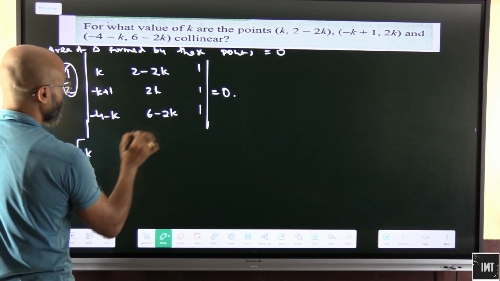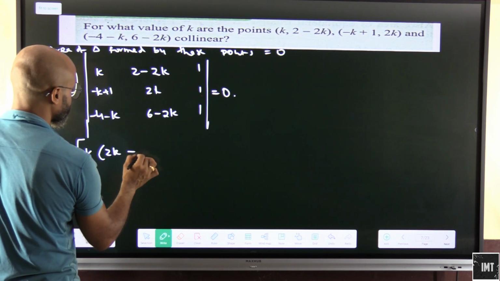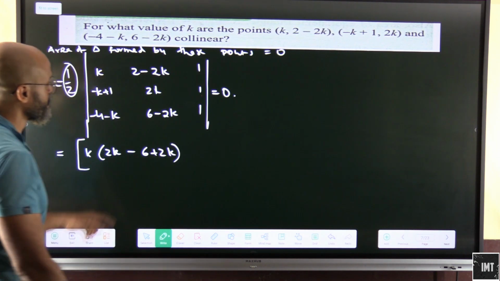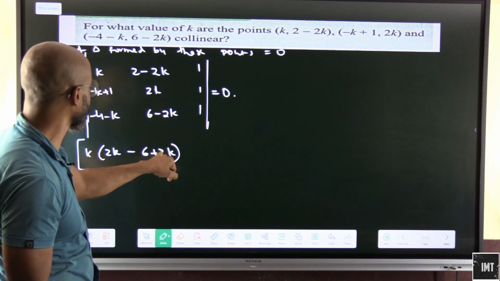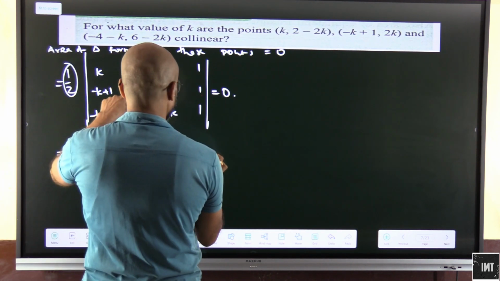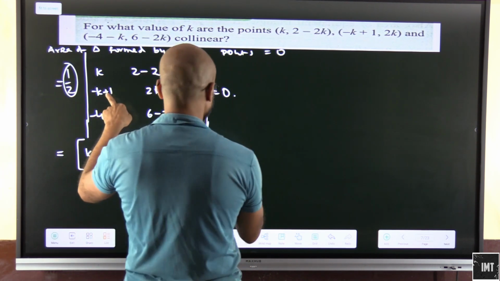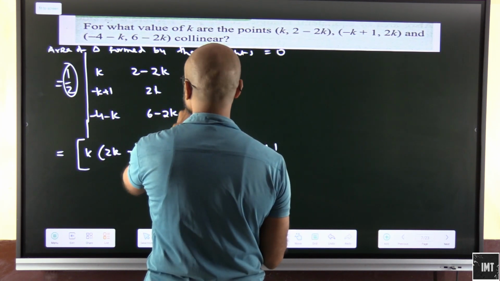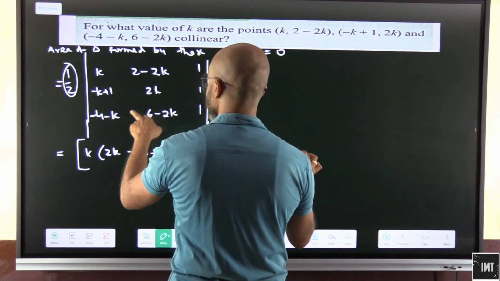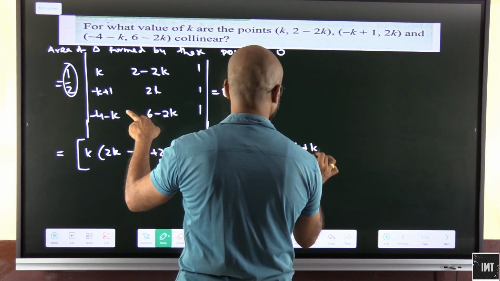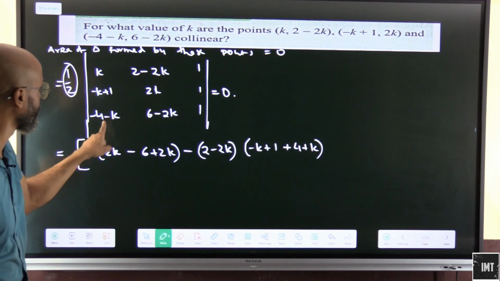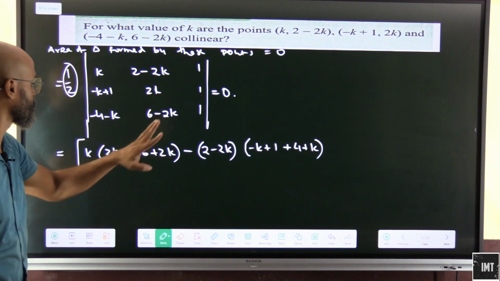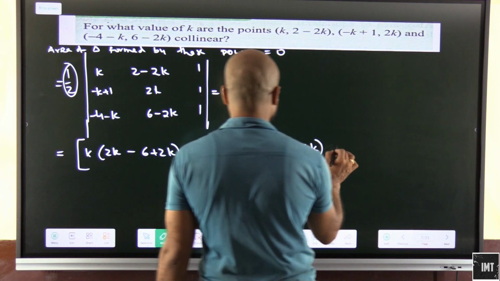So k into 2k minus 6 plus 2k, this will be 2k minus 6 plus 2k. Okay, minus 2 minus 2k, that will be how much? Minus 2 minus 2k into minus k plus 1 multiplied by this minus 4 minus k, so this will be plus 4 plus k. Here it is 2k minus 6 plus 2k. Okay, so let's move ahead.